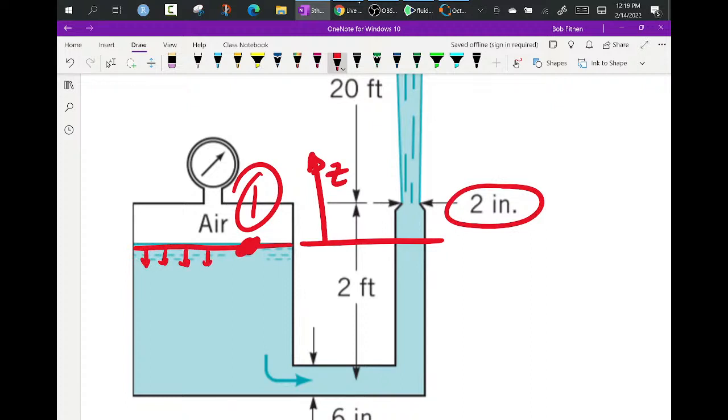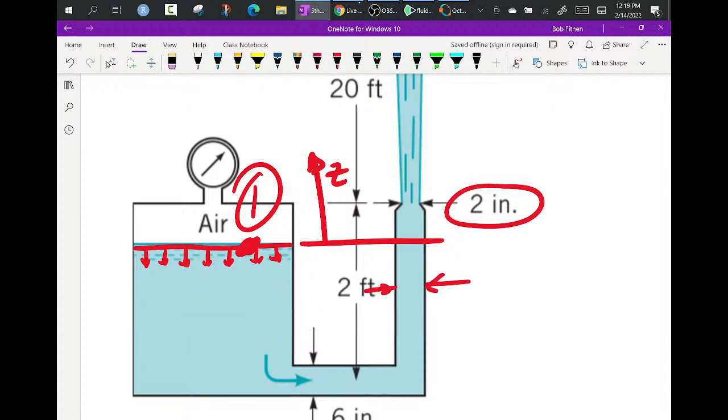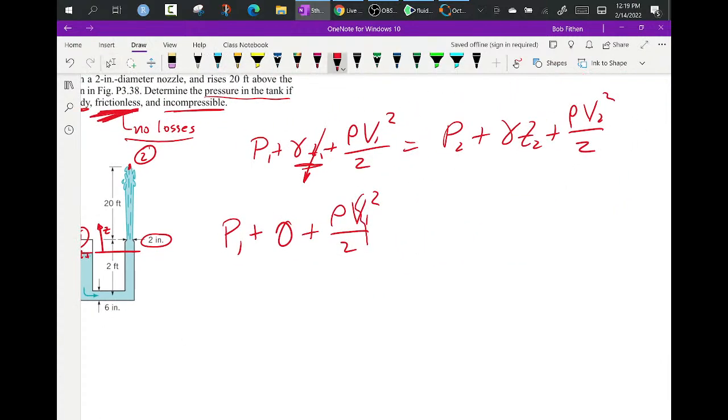Yes, the tank is draining. This diameter is a big diameter, and this is a little diameter. The mass flow will give you an indication that the velocity here at 1 is very, very small compared to the velocity up here, which gets squared and is pretty fast. So it is totally legit to assume this to be very small.